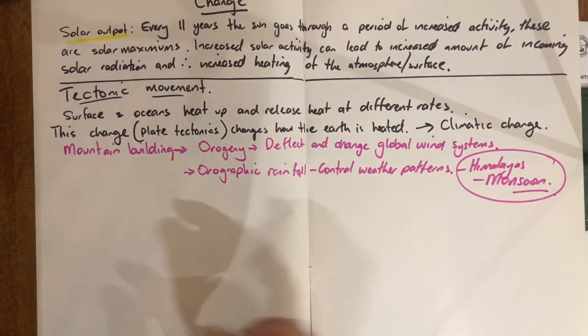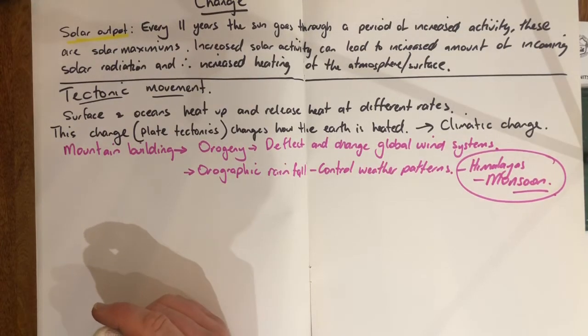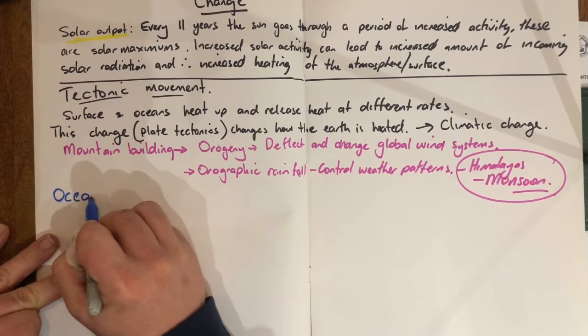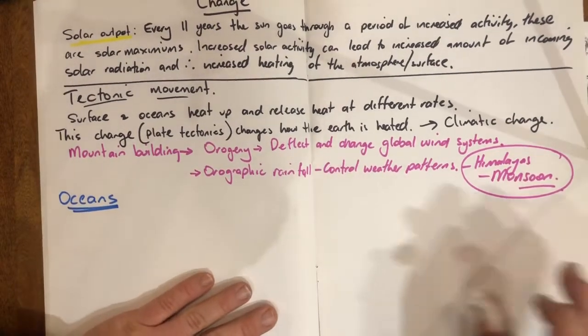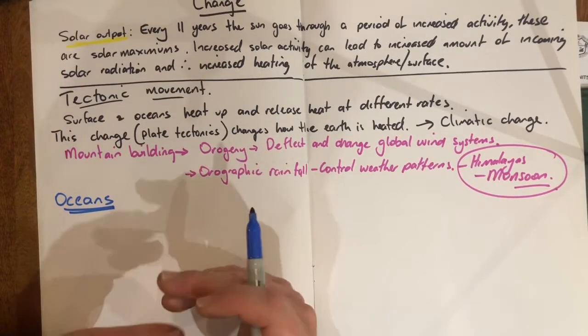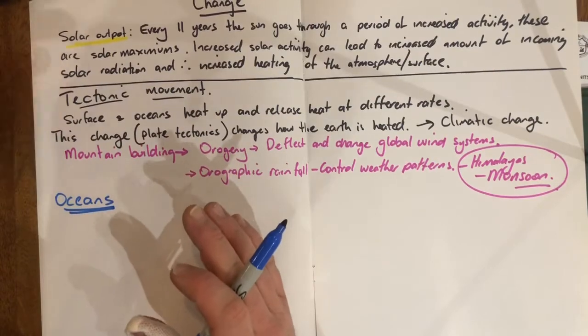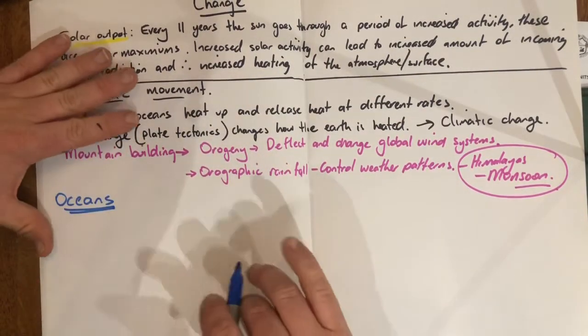Okay, let's stay in this sort of frame of mind, and let's now think about the oceans. Okay. Oceans are incredibly important, and the oceans and the atmosphere are so closely linked because I guess they are two sort of fluid objects, if you want to call them that. The ocean controls the heating of the whole planet.